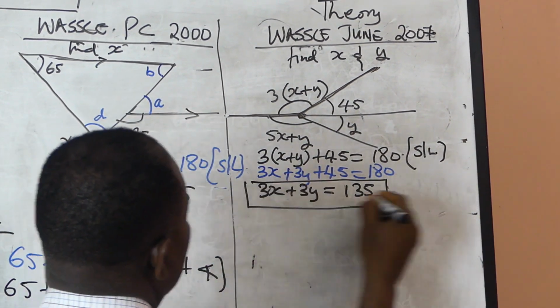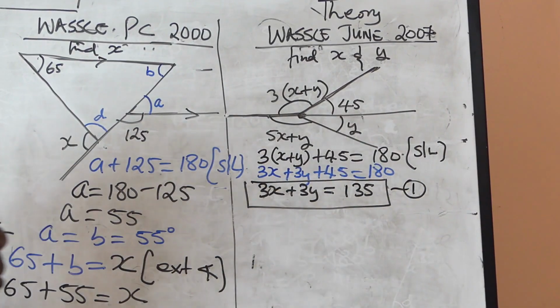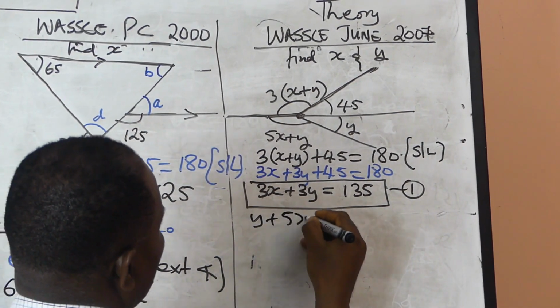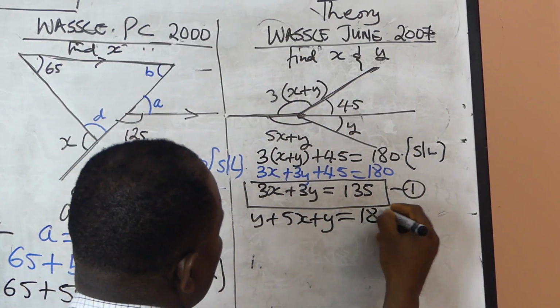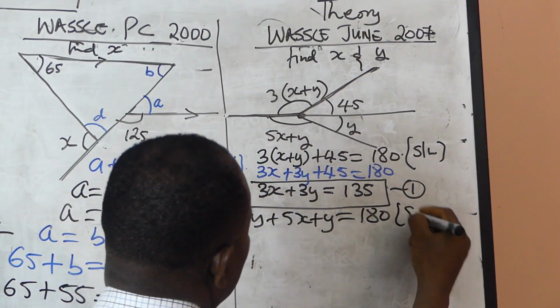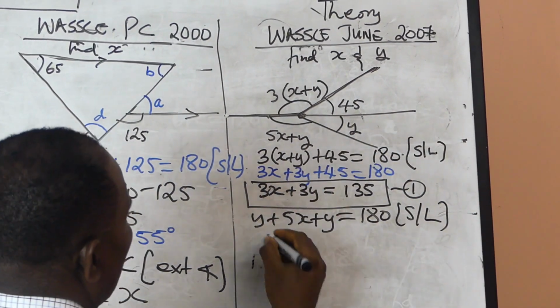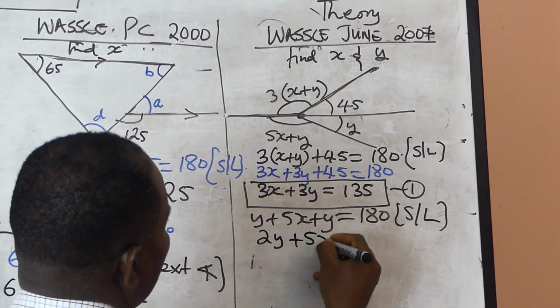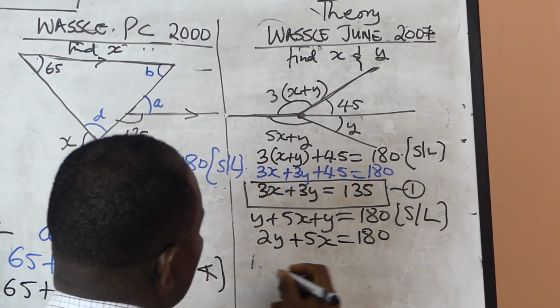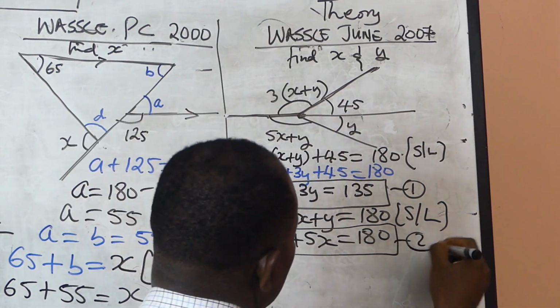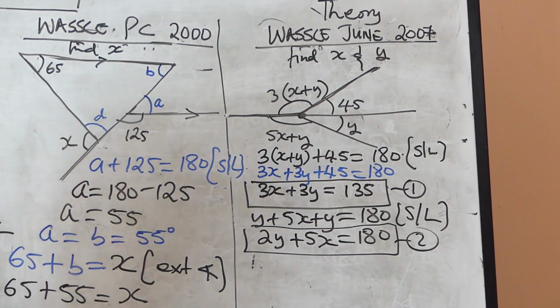So now we have the first equation. I'll call it equation 1. Then I'll go back to another line, down here. So I have y plus 5x plus y is equal to 180. That is angles on a straight line as well. So now we have, this is y, that's 2y. Then you have 5x is equal to 180. So now we've also got two equations, both of them in x and y.